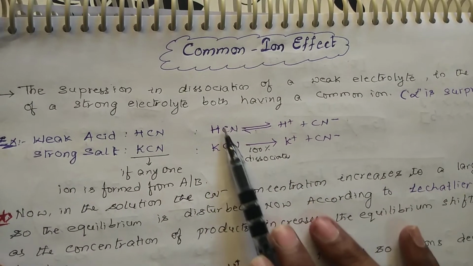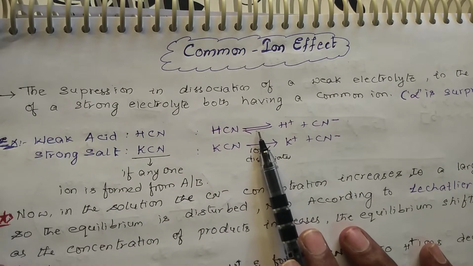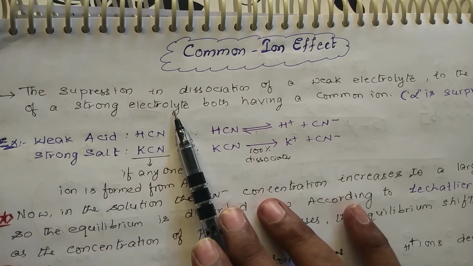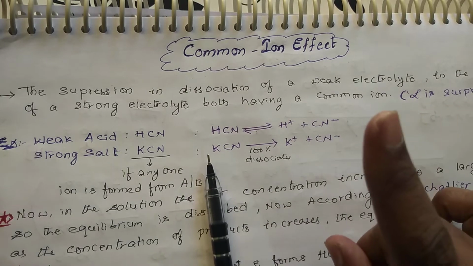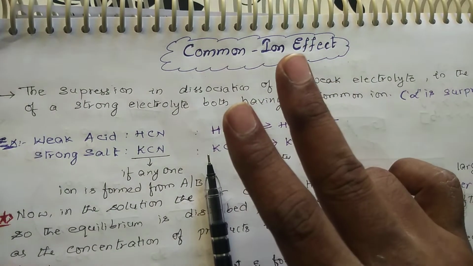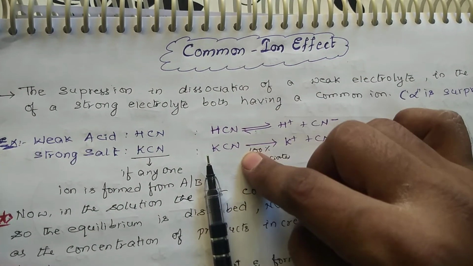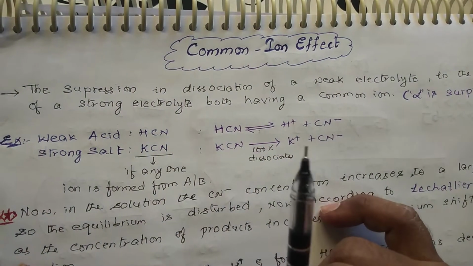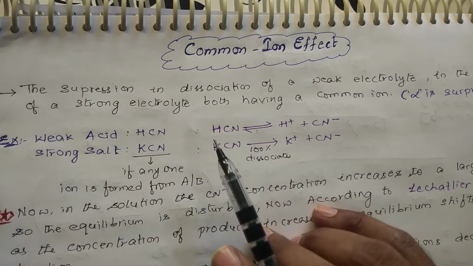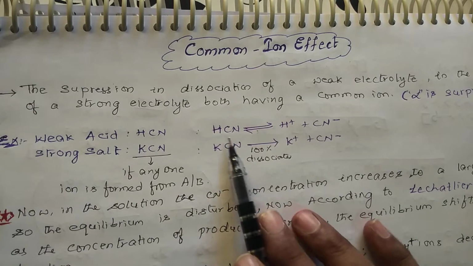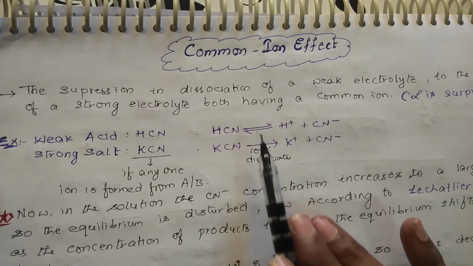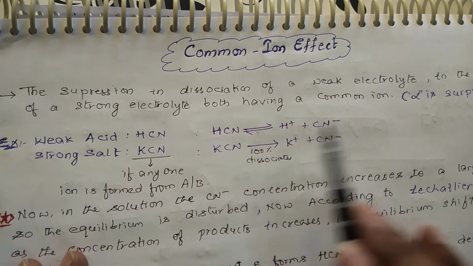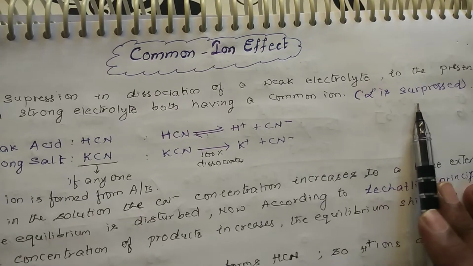This is a weak electrolyte, which means you will be having equilibrium. In the presence of a strong electrolyte, you are having one thing a weak electrolyte and the other thing a strong electrolyte. Among weak electrolyte and strong electrolyte, you have one ion as common, so the weak electrolyte dissociation is getting suppressed, meaning the alpha value is getting suppressed.